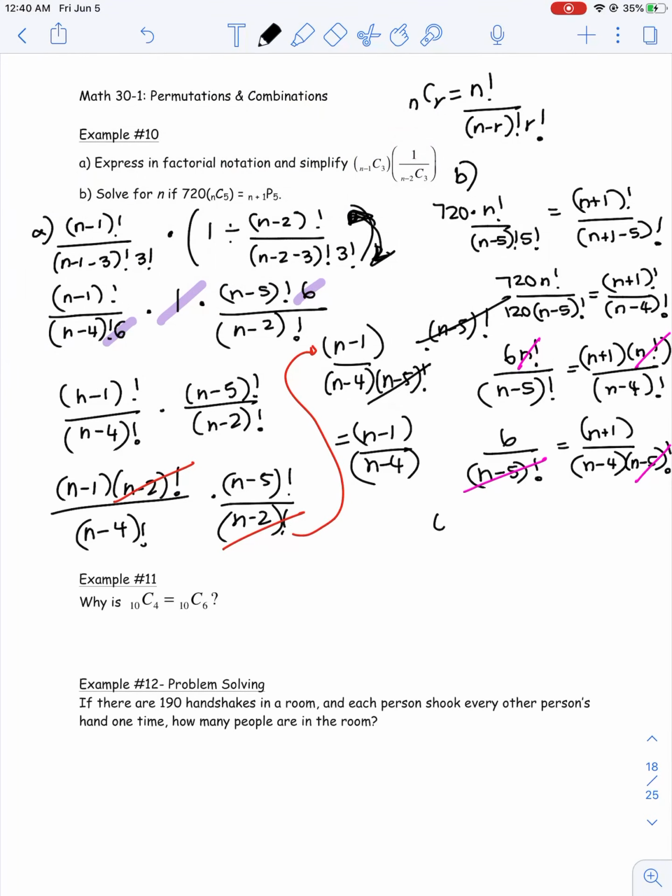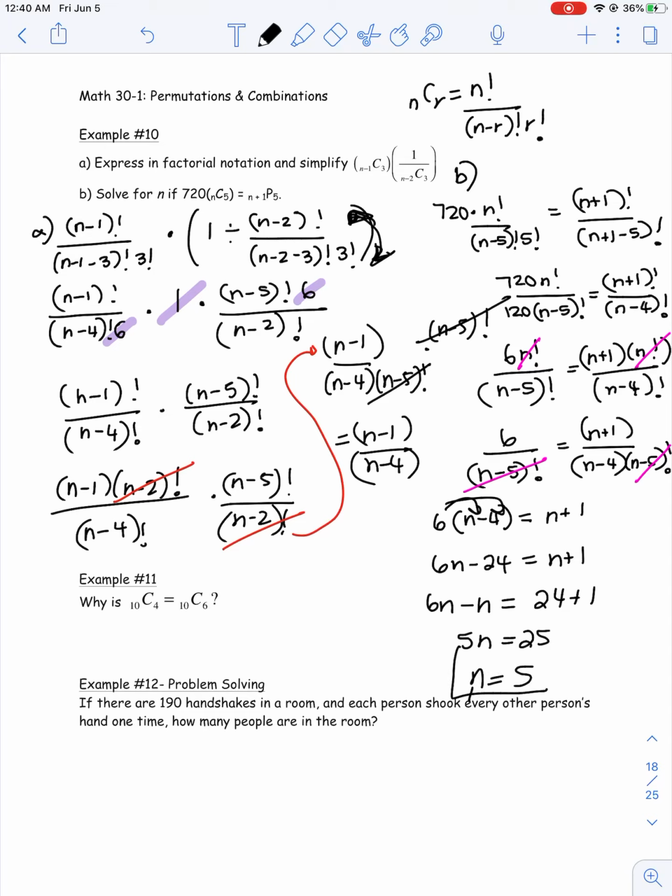So now I'm going to cross multiply. 6 is going to multiply with n minus 4, and on the right side I'm going to have n plus 1. The 6 is going to distribute into the brackets. 6n minus 24 is equal to n plus 1. Now we're going to solve for n by bringing the n's to one side and the numbers to the other side. So it's going to be 5n equals 25, which means that n is equal to 5 as your final answer.